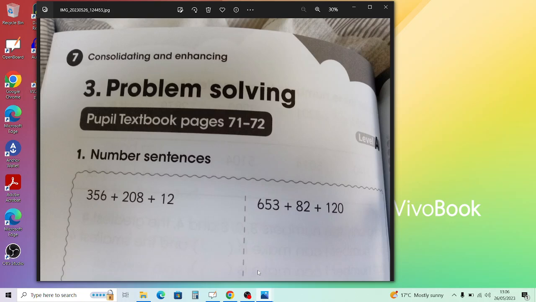I don't think I should be going through every single one now. You should be able to do it. If there are any questions that you're getting stuck on, then please do let me know. So let's go with question 8.